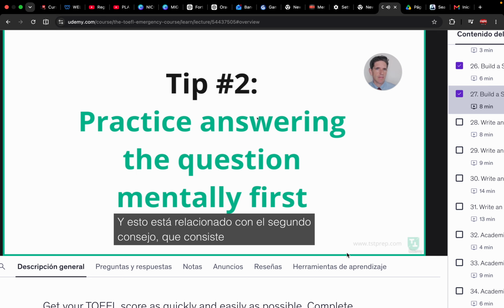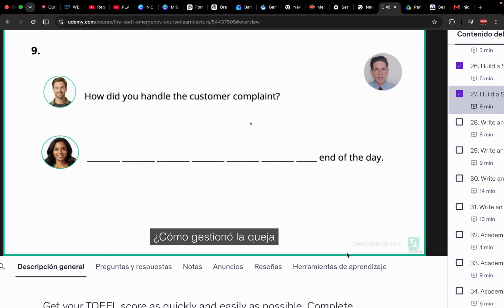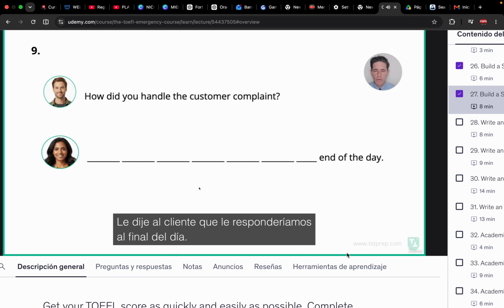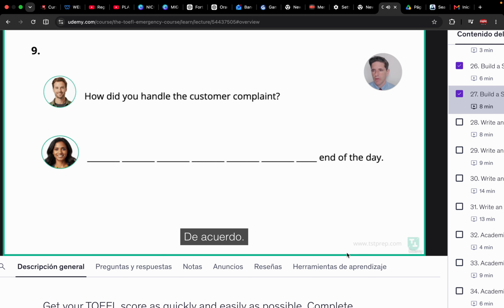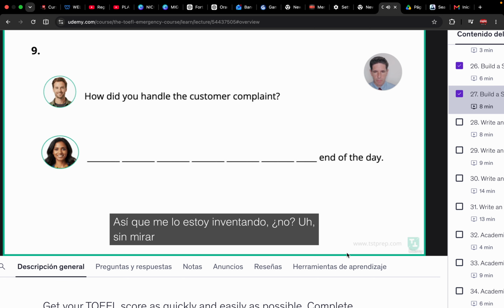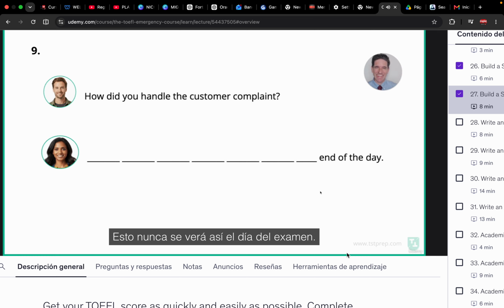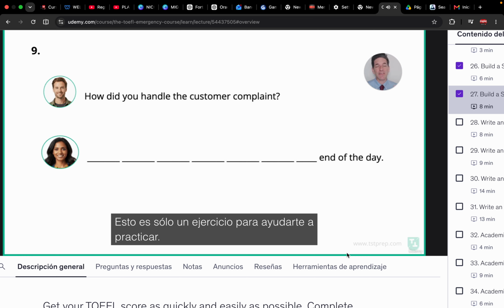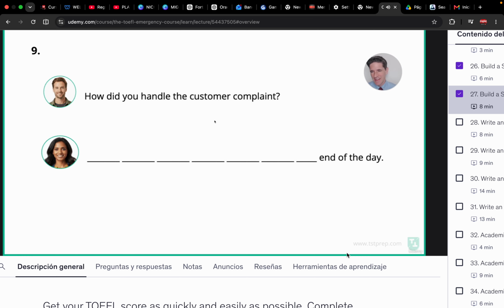And this is connected to the second tip, which is to practice answering the questions mentally first. So how did you handle the customer complaint? I told the customer that we would respond by the end of the day. Okay, so I'm just making this up, right? Without looking at any of the words. I purposely put all the words. This will never look like this on test day. This is just for an exercise to help you practice.